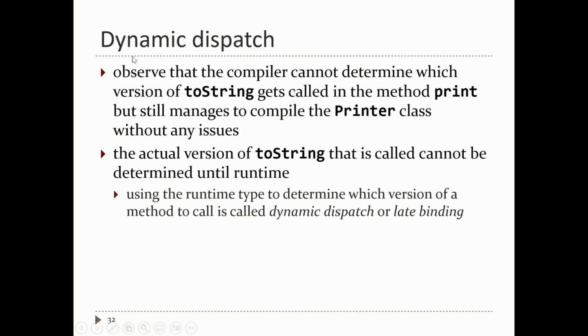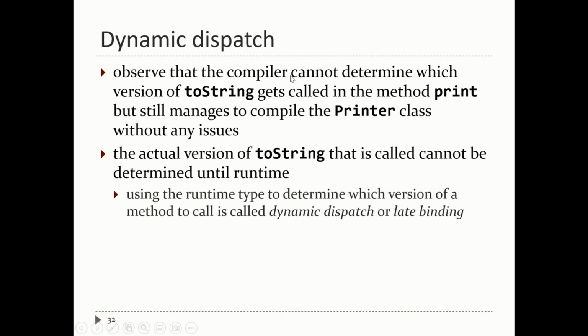Right? And so which version of the method actually gets run is called dynamic dispatch. It's called dynamic because it happens at runtime. Dispatch is just the word that's used to figure out which version of the method actually gets called.